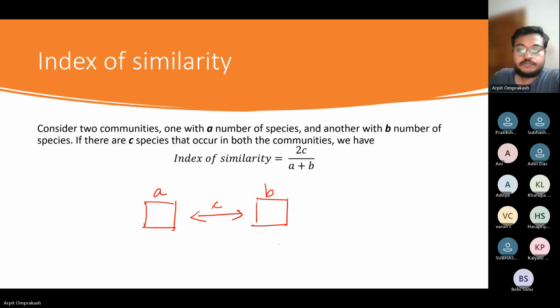So if you have a high number of C, which is like if there are many species that occur in both the communities, that means that these two communities will have a higher index of similarity. If the value of C is low, which means that there are not a lot of species in common between both the communities, that means the index of similarity will be low.